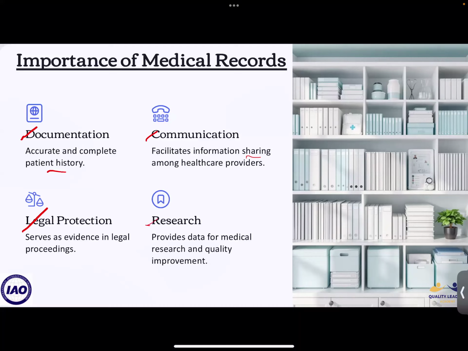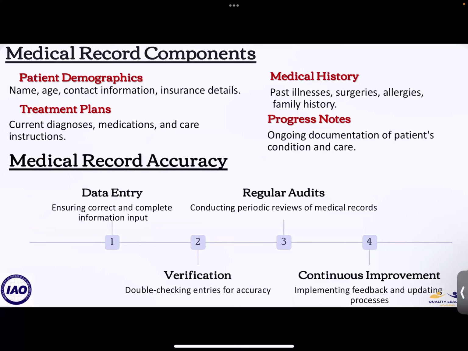It is also used when conducting any research. They review the medical record of the patient because it can assist in any medical research. Securing patient medical records through efficient data management and access control.